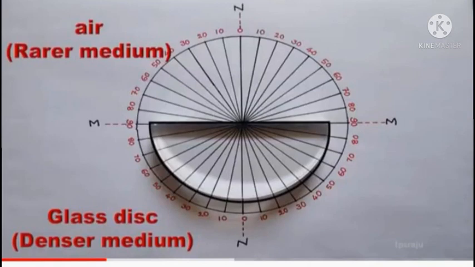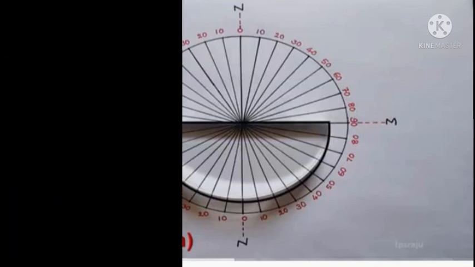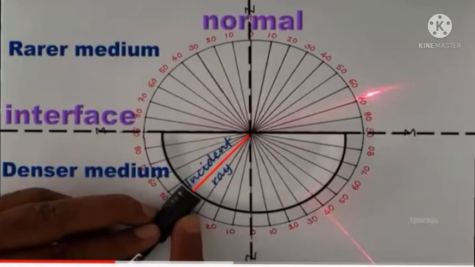Here glass slab is a denser medium and air is rarer medium. MM is the interface of two mediums and NN is normal.